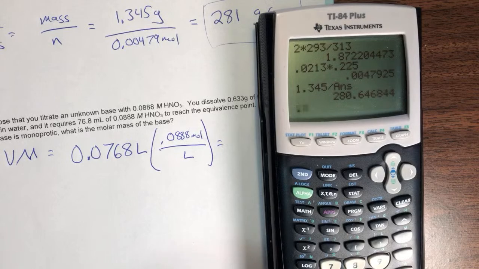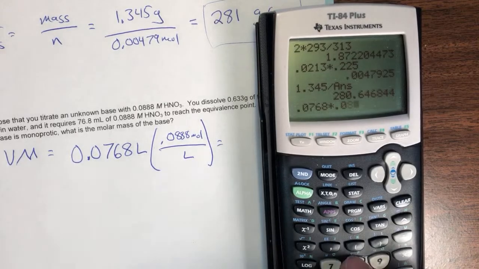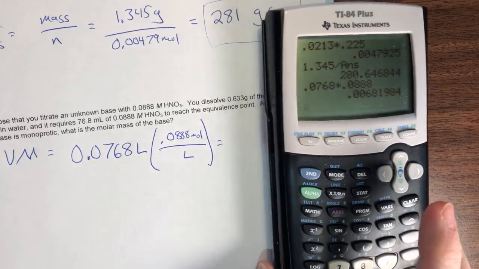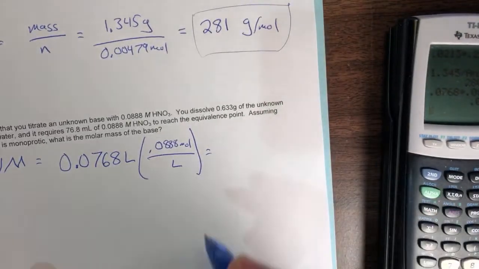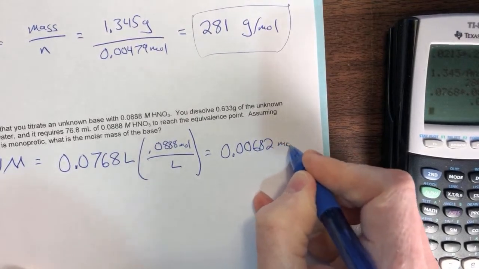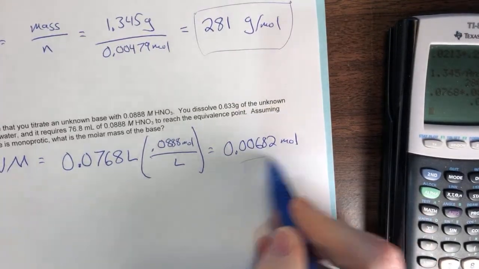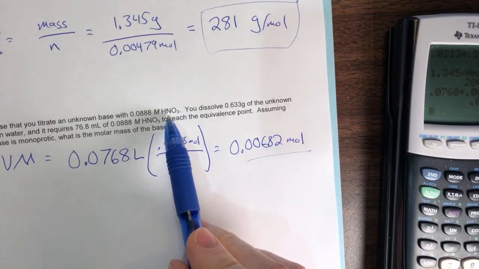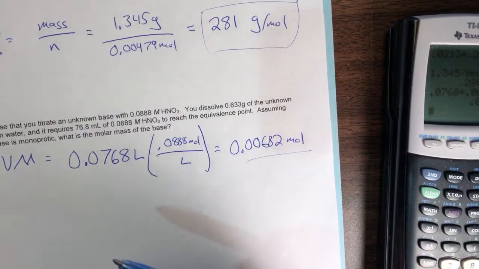So let's see, 0.0768 times 0.0888, 0.00682, 0.00682 moles. And once again, that's the moles of our acid, our nitric acid, and is also the moles of the unknown. That's the beauty of titration.